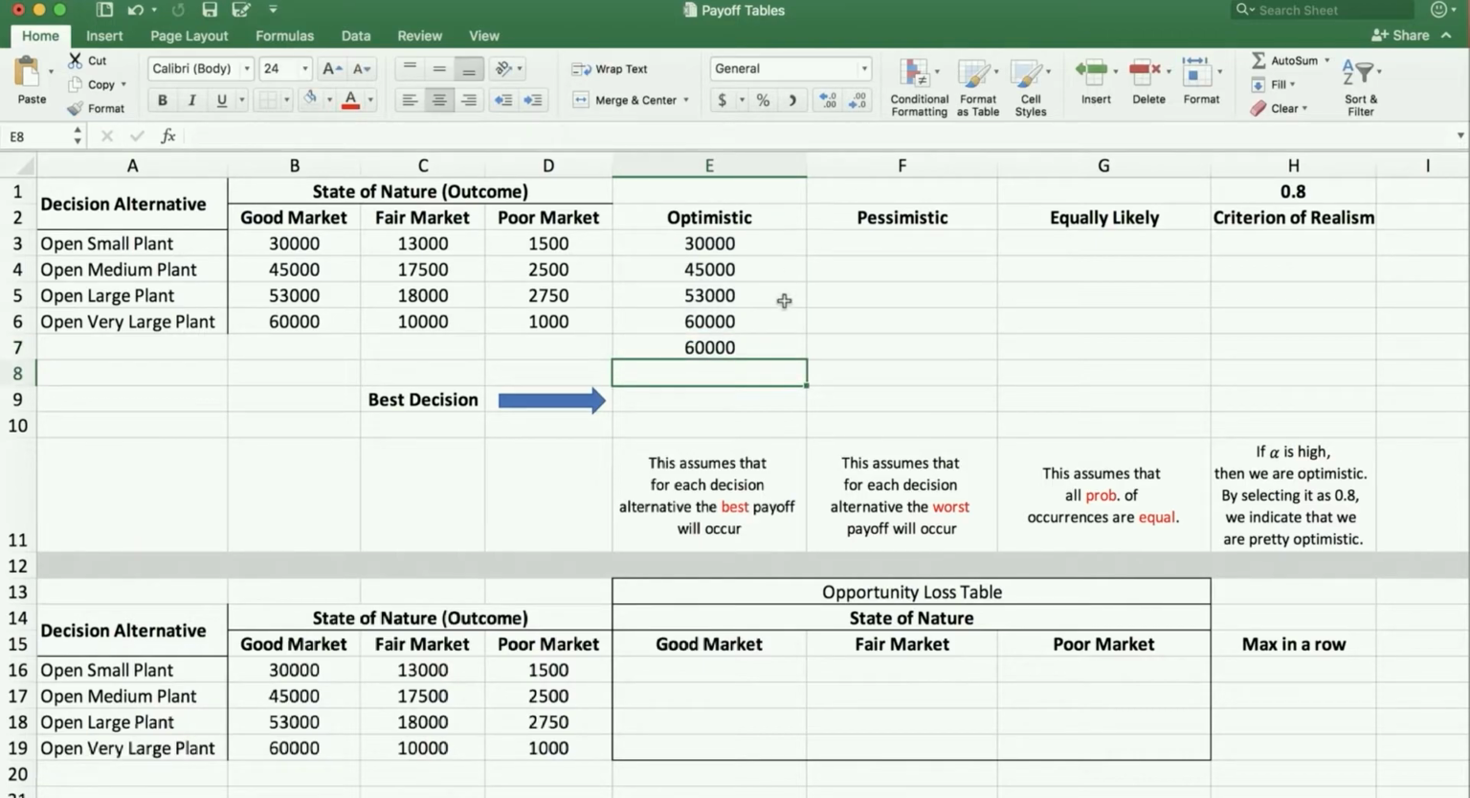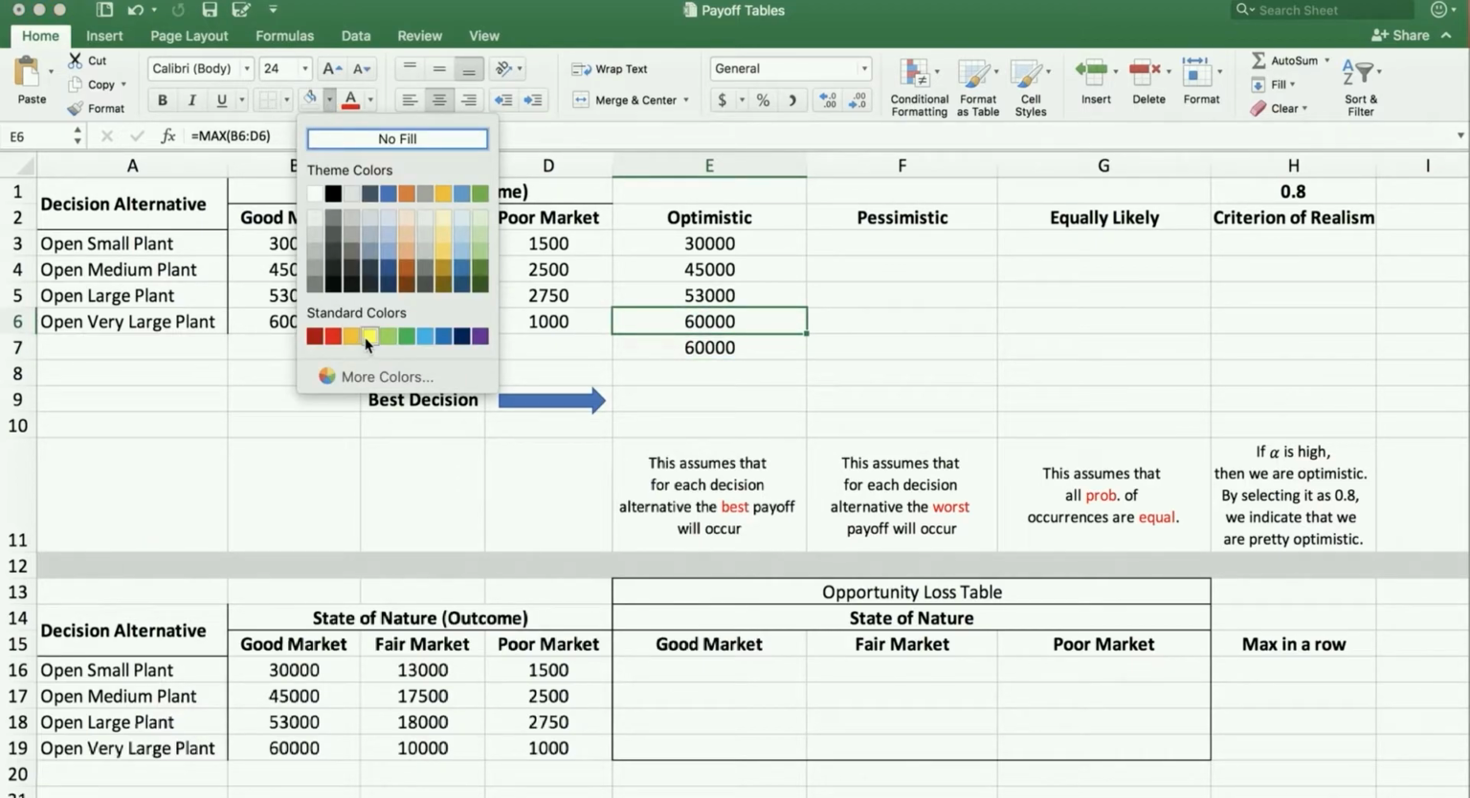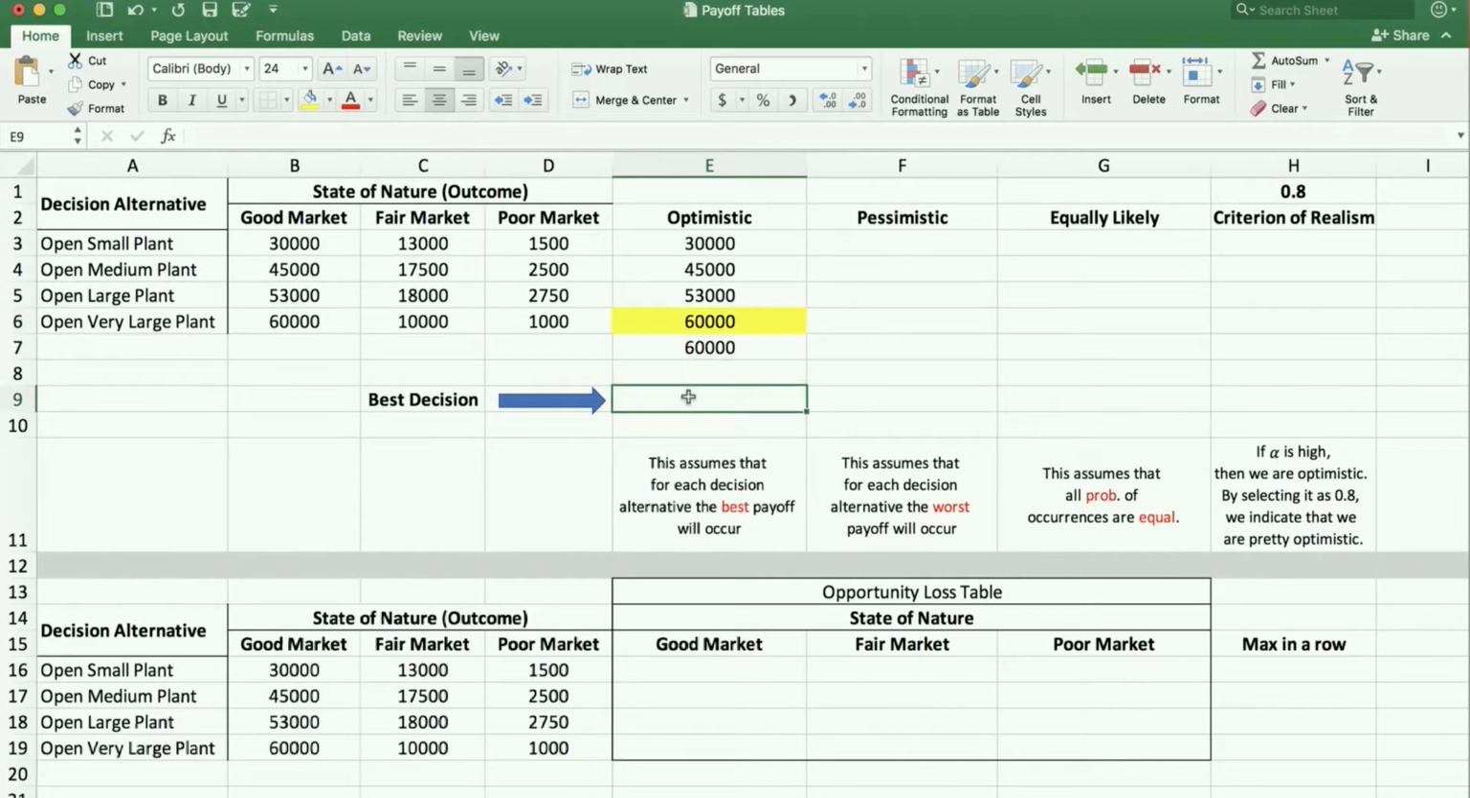All right, so the maximum is 60,000, and it comes from the last decision alternative, which means that based on the optimistic approach, the best decision is to open a very large plant. Okay, so this was the first approach.